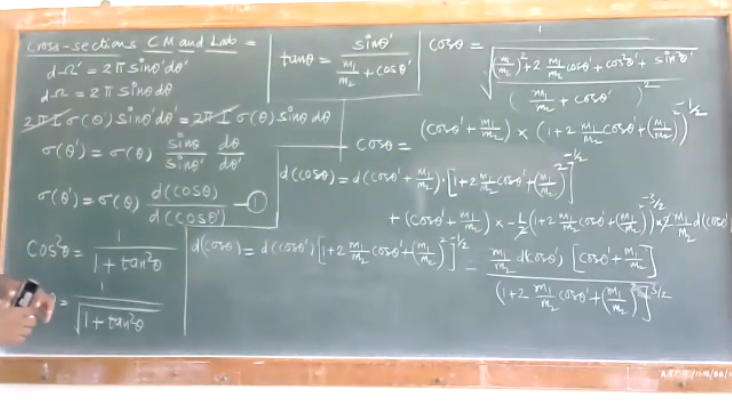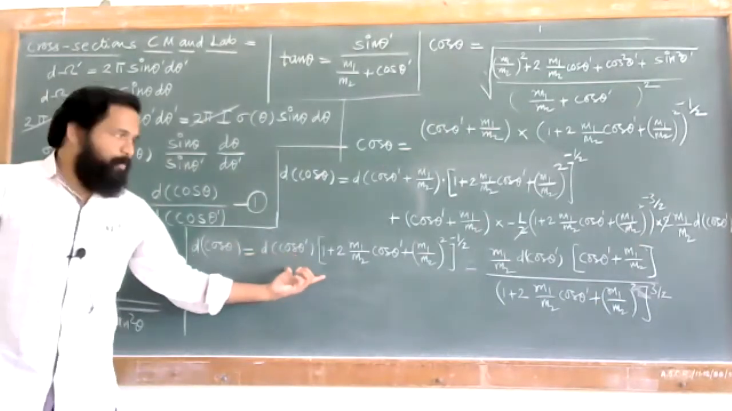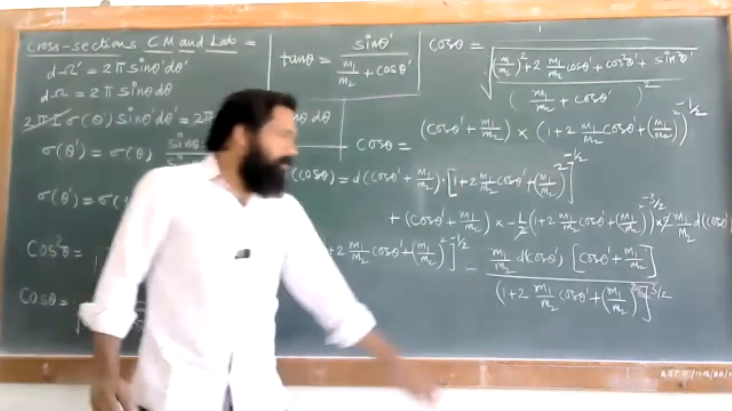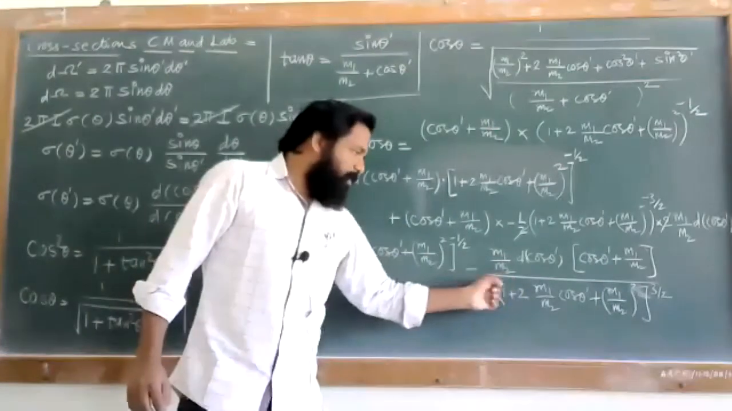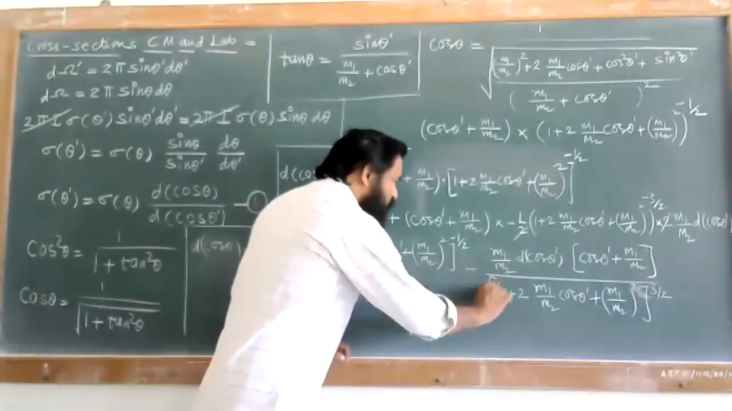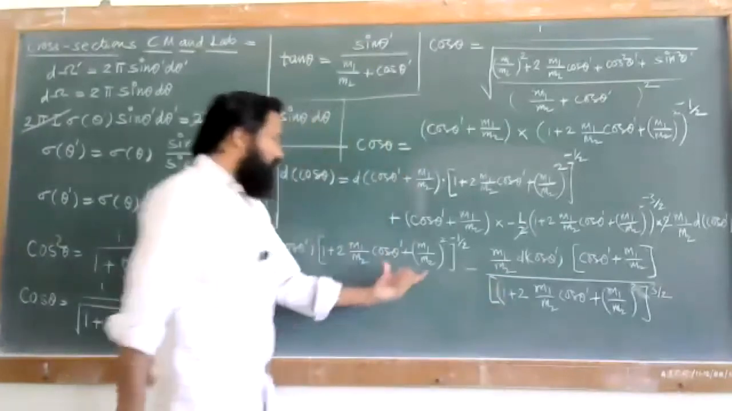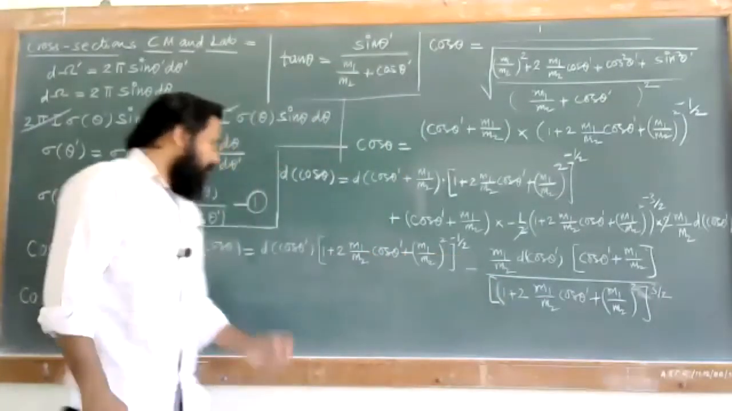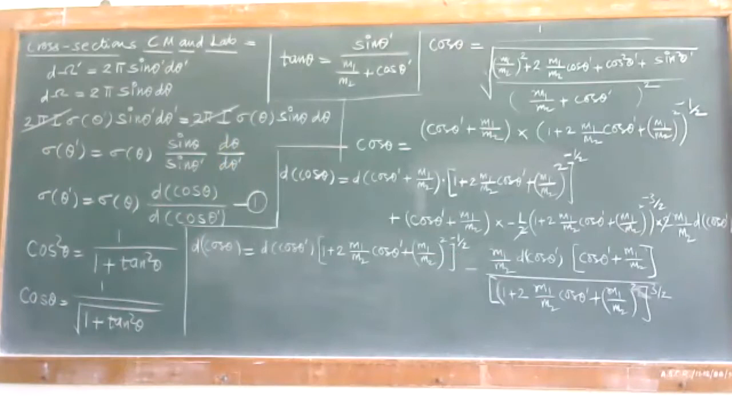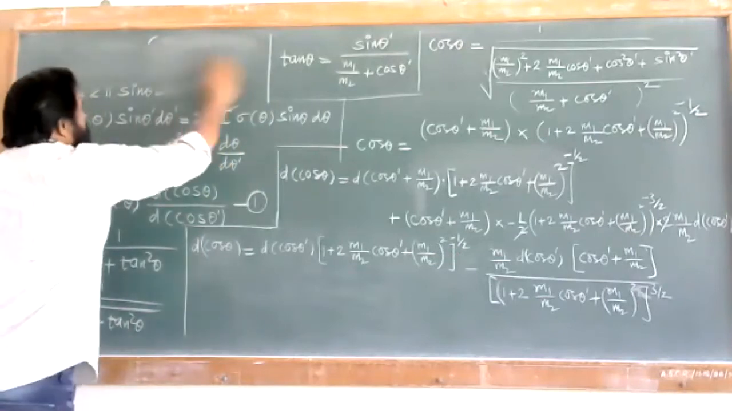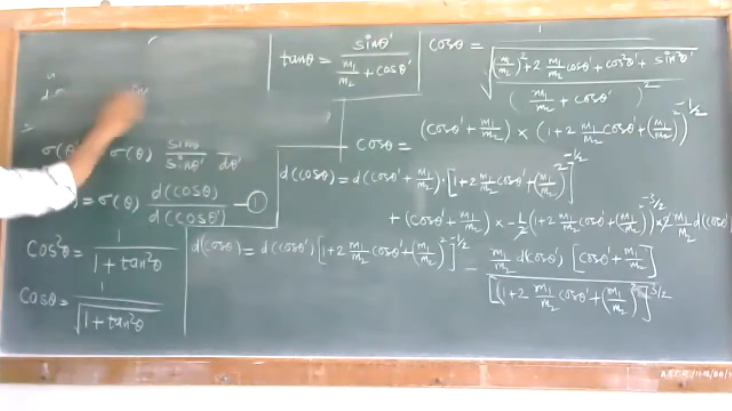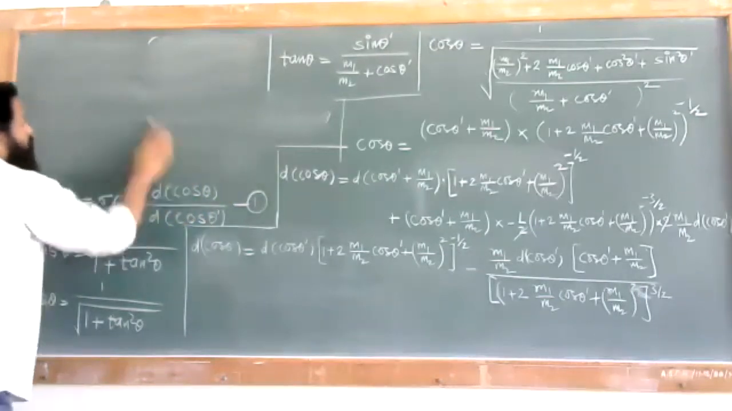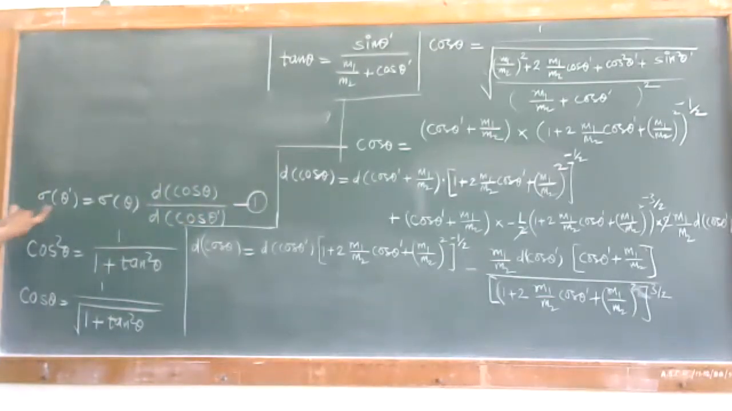Now what we'll have to do? We'll have to just take an LCM. The LCM will be the bracket raised to 3/2, multiplied by the bracket raised to 3/2, and so we'll have to multiply it here, and so I can write it like this. You just take it out. See how the relations come. So what do we want? We want this relation.